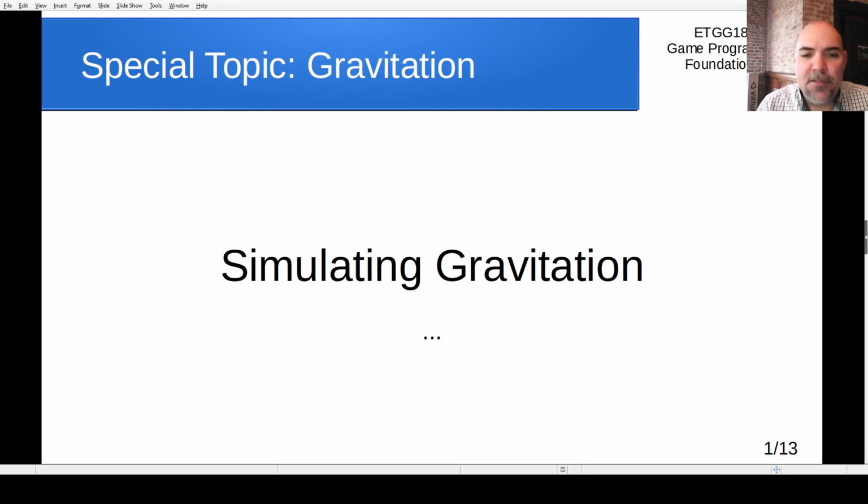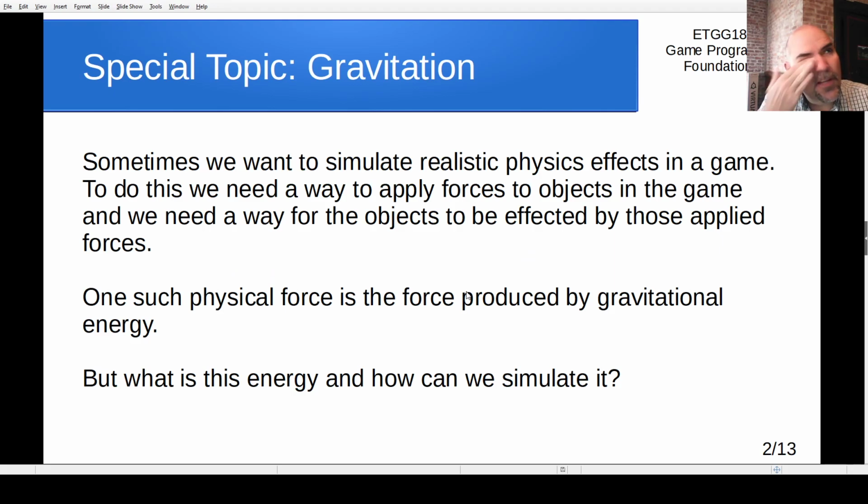All right, so to get started, the whole idea of simulating gravitation is that sometimes we want to simulate something that's realistic in some way. There can be a number of ways that we want to do that, but most physics simulations that you think about involve applying some sort of force. So for example, when I let go of this, it falls out of my hand. It does that for a reason. The reason is that there's a force pulling this down, and you can feel the weight of that when you hold it. And that force in this case is gravitational energy. Now, what is that energy? How can we simulate it? That's what we're going to talk about today.